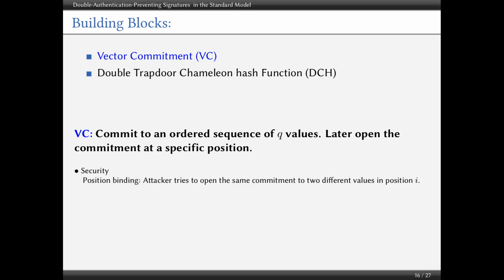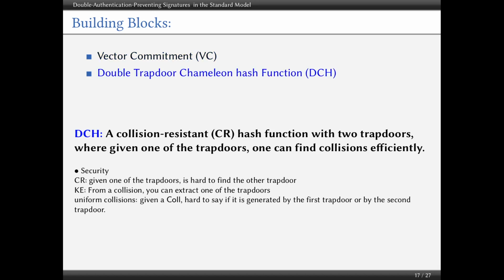And in the sense of security notion, it says that the commitment cannot be opened to two different values in the same position. And what is double chameleon hash? It's a collision resistant hash function with two trapdoors, where given one of the trapdoors, you can find a collision efficiently. So basically it is hard to find a collision unless you have one of the trapdoors.